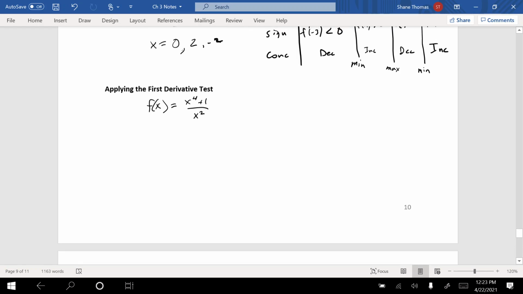All right, this guy, let's go ahead and simplify this a little bit before we define the derivative. So I'm going to split this, make it x to the fourth over x squared plus 1 over x squared. You good with that? And then that would be x squared plus x to the -2.